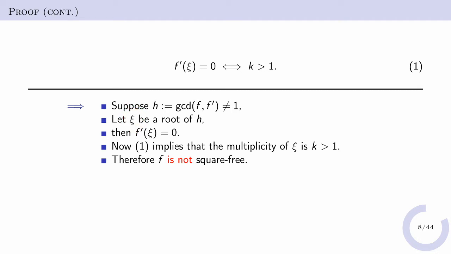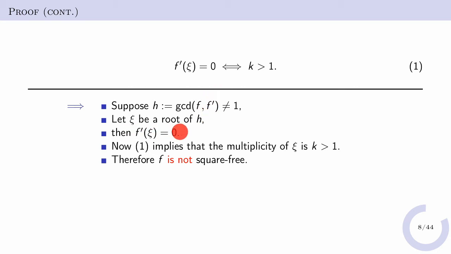There is some root of f. But if it's a root of h, then h divides both f and f prime. So since h of psi is 0, it means that f prime of psi is 0 too.